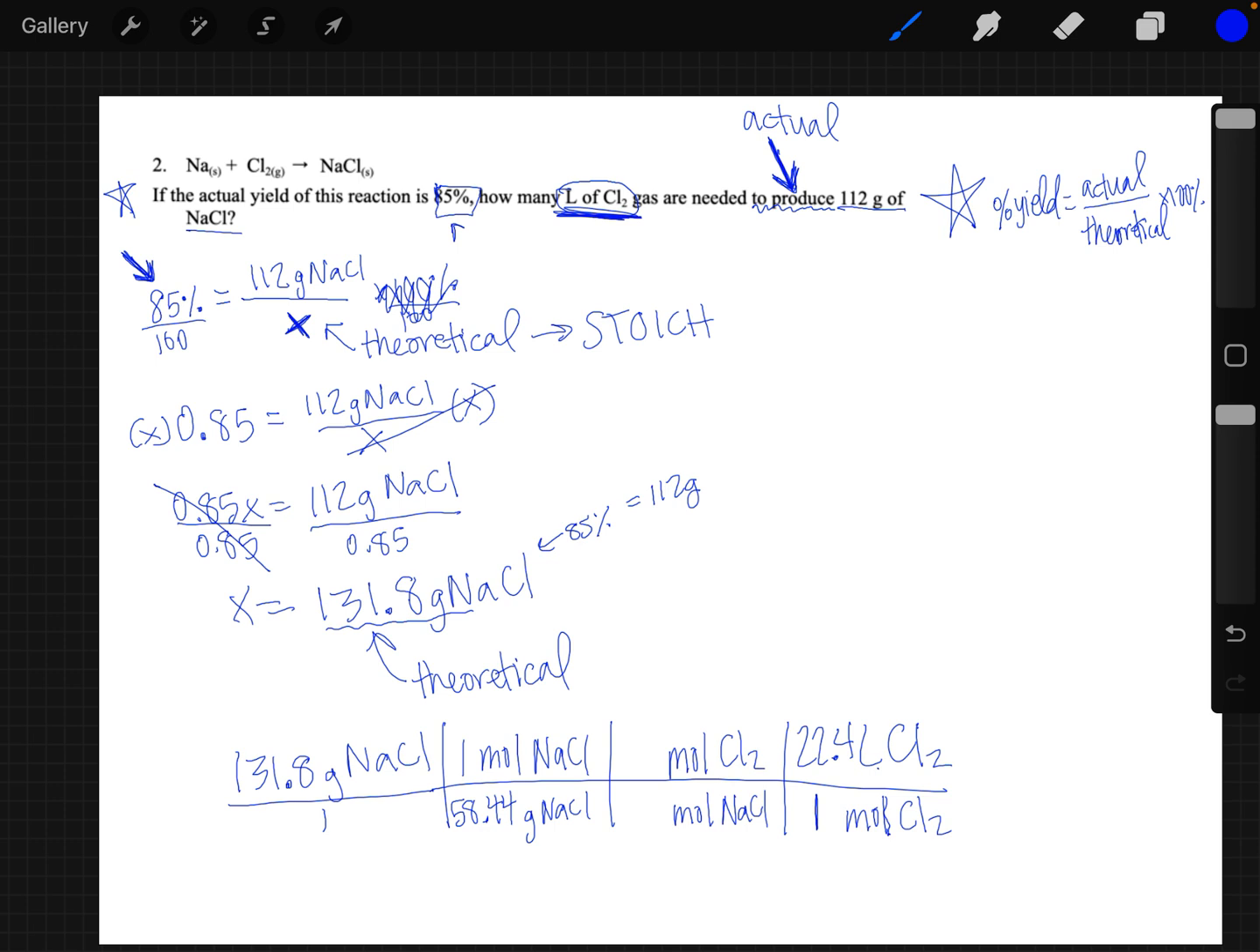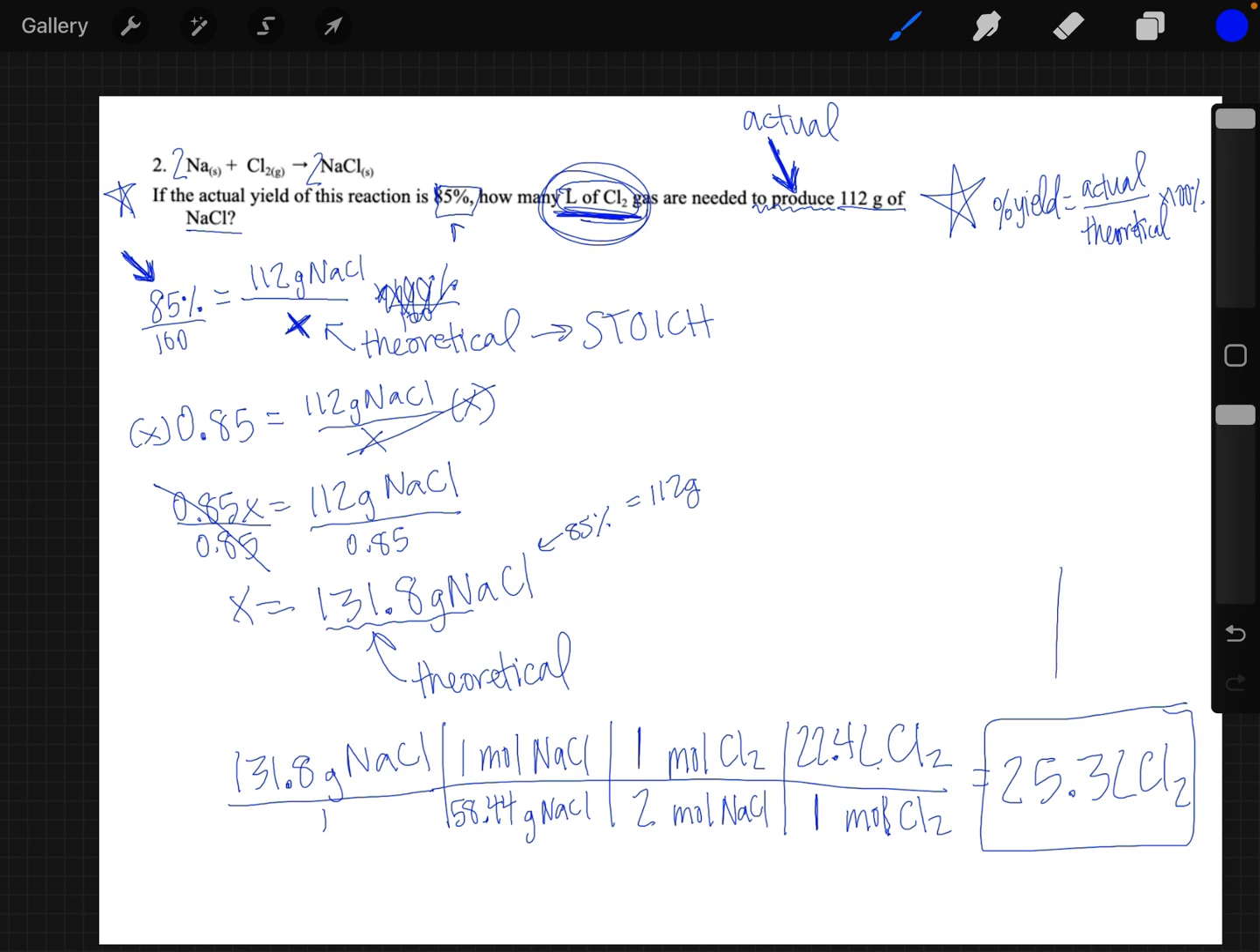And then seeing this mole ratio right here, oh hey, this wasn't balanced. Okay, I know that there is 1 chlorine for every 2 NaCls. And now I'm able to solve this stoichiometric problem. So I'm going to say 131.8 times 22.4. I'm going to divide it by that 2, and then divide it by that molar mass of 58.44. I end up getting the number 25.3 liters of chlorine. This is our final answer. Look, it's the unit we wanted to be in.